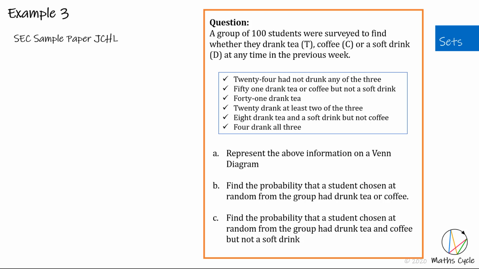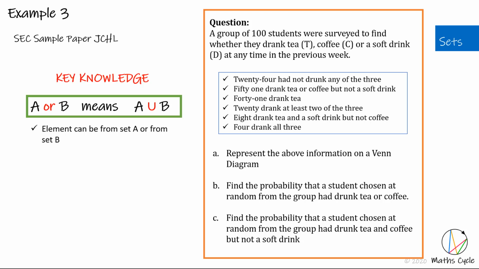The data in the question supplied was 24 had not drunk any of the 3, 51 drank tea or coffee but not a soft drink, 41 drank tea, 20 drank at least 2 of the 3, 8 drank tea and a soft drink but not coffee, 4 drank all 3. Part A. Represent the above information on a Venn diagram. Part B. Find the probability that a student chosen at random from the group had drunk tea or coffee. And Part C. Find the probability that a student chosen at random from the group had drunk tea and coffee but not a soft drink.